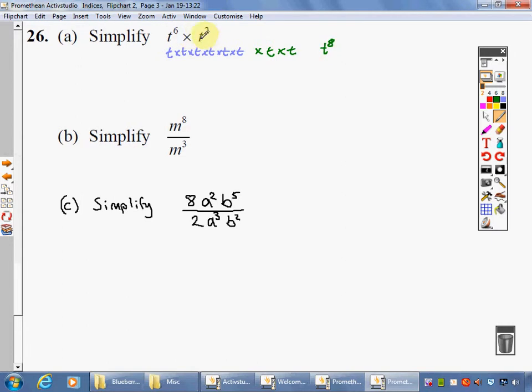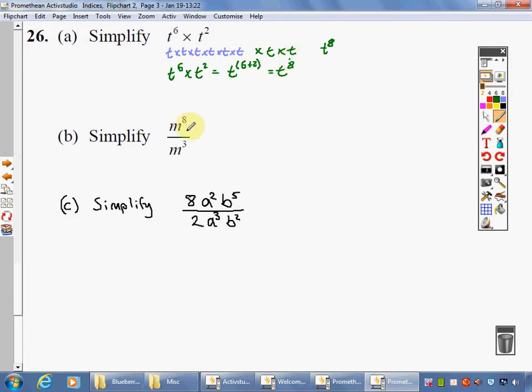If we're multiplying, we add these indices. That's a golden rule to remember. So 6 add 2 is 8. So you could have written it out like that. It's okay if the numbers aren't too big. If they get big numbers, you run out of space to write them. Or you could have written t to the 6 times t to the 2 is equal to t to the brackets 6 plus 2, which is t to the 8.